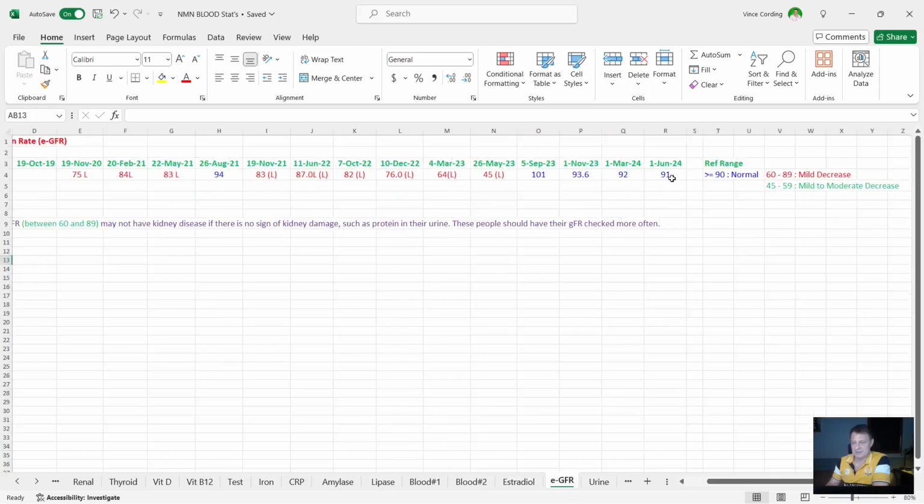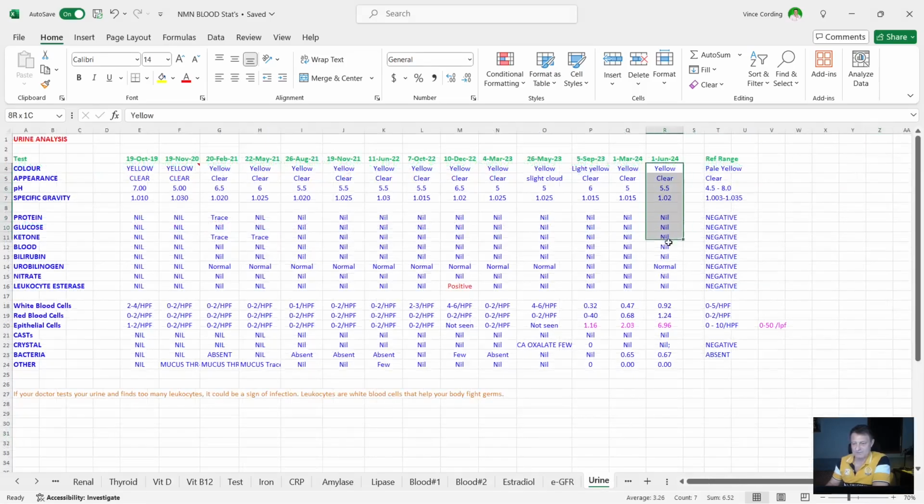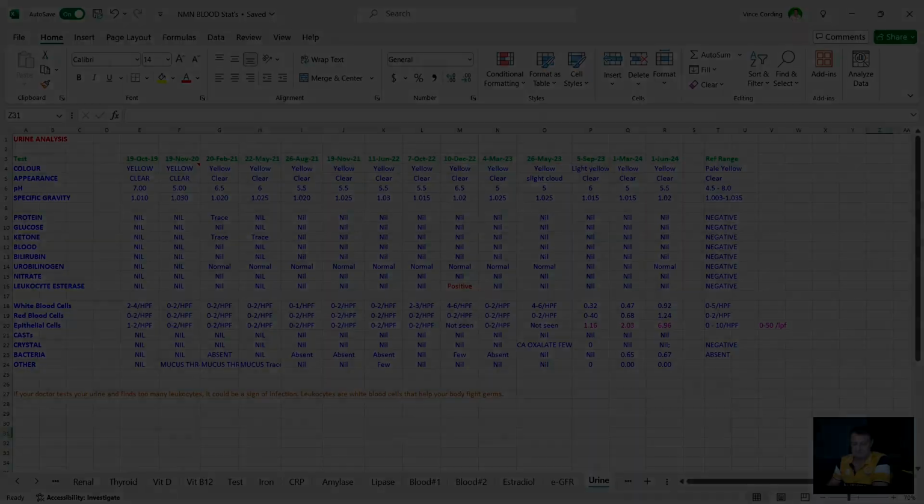EGFR, you can see here, anything over 90 is classed as normal. That's kidney function. I'm on 91, so again, nothing really to talk about there. Happy with that. Urine analysis, everything there, you can pause the video. Everything there is within reference range. These three are now in pink because, funny old thing, they've changed the reference range again. So that's it for my urine analysis.